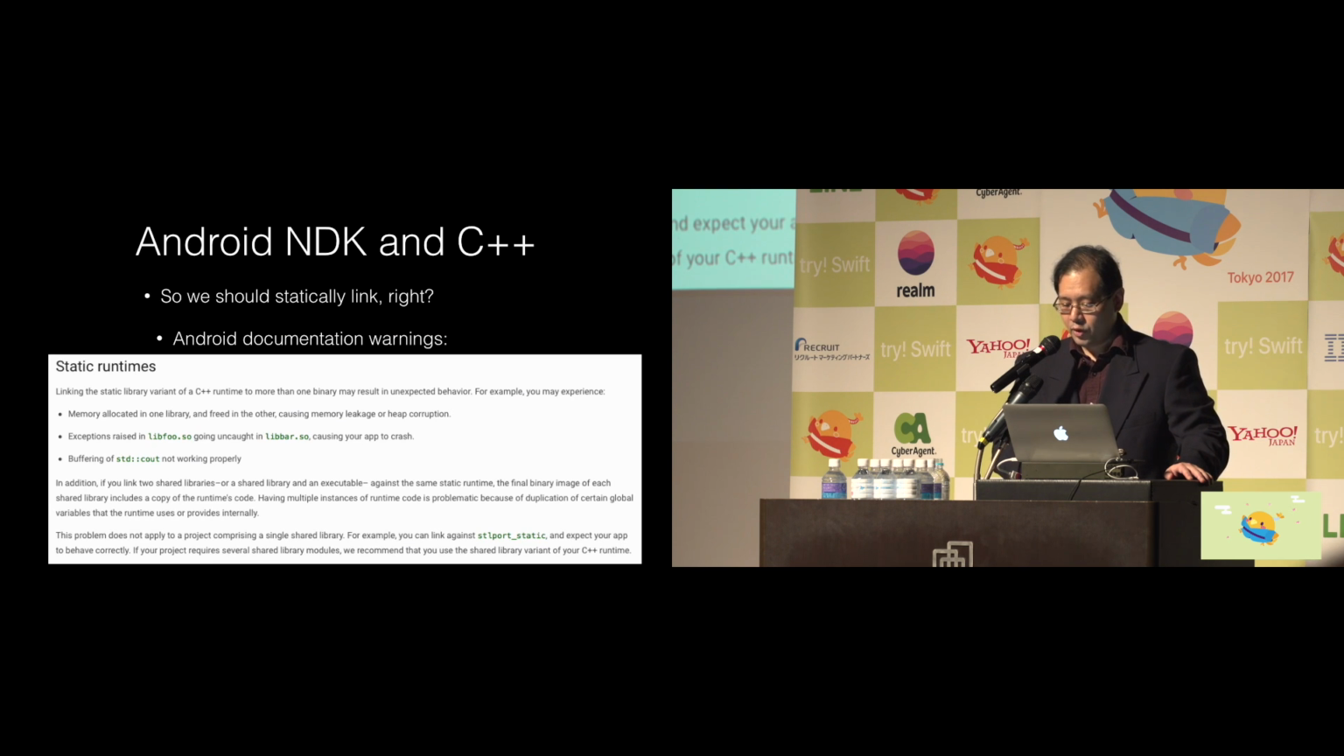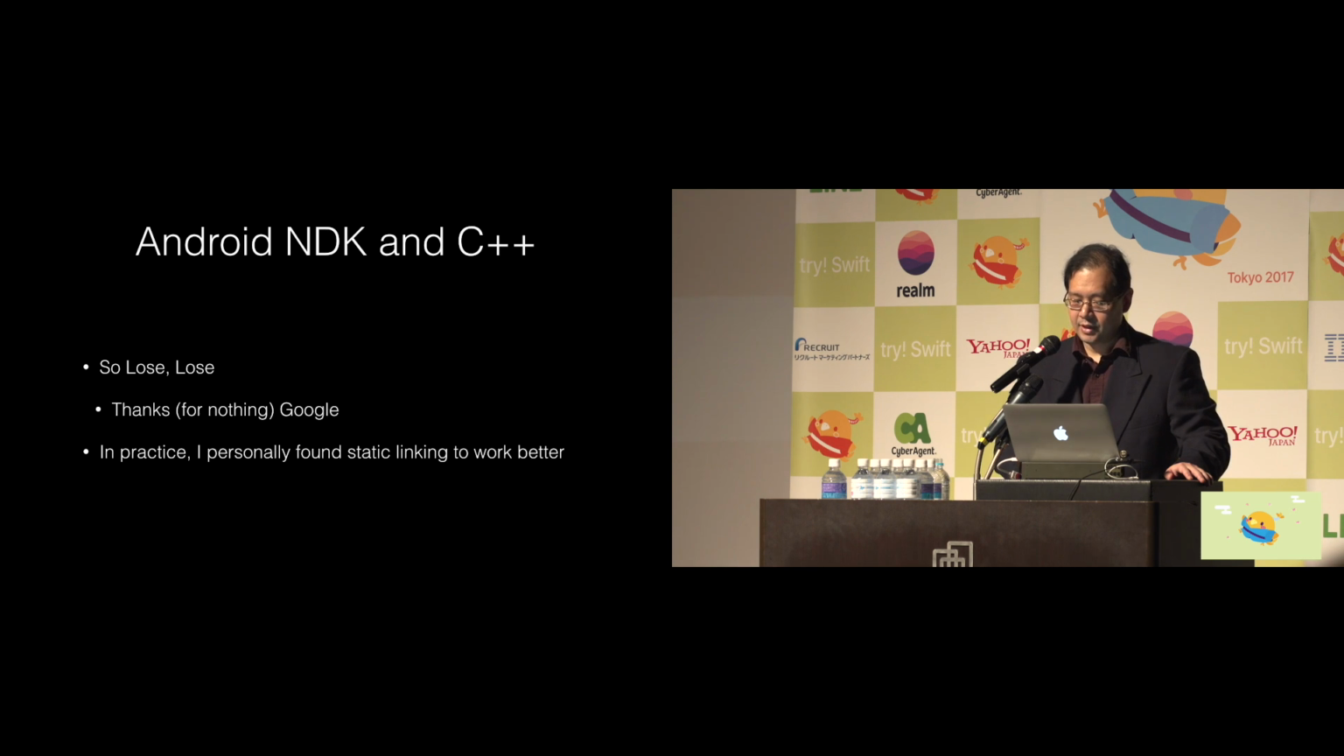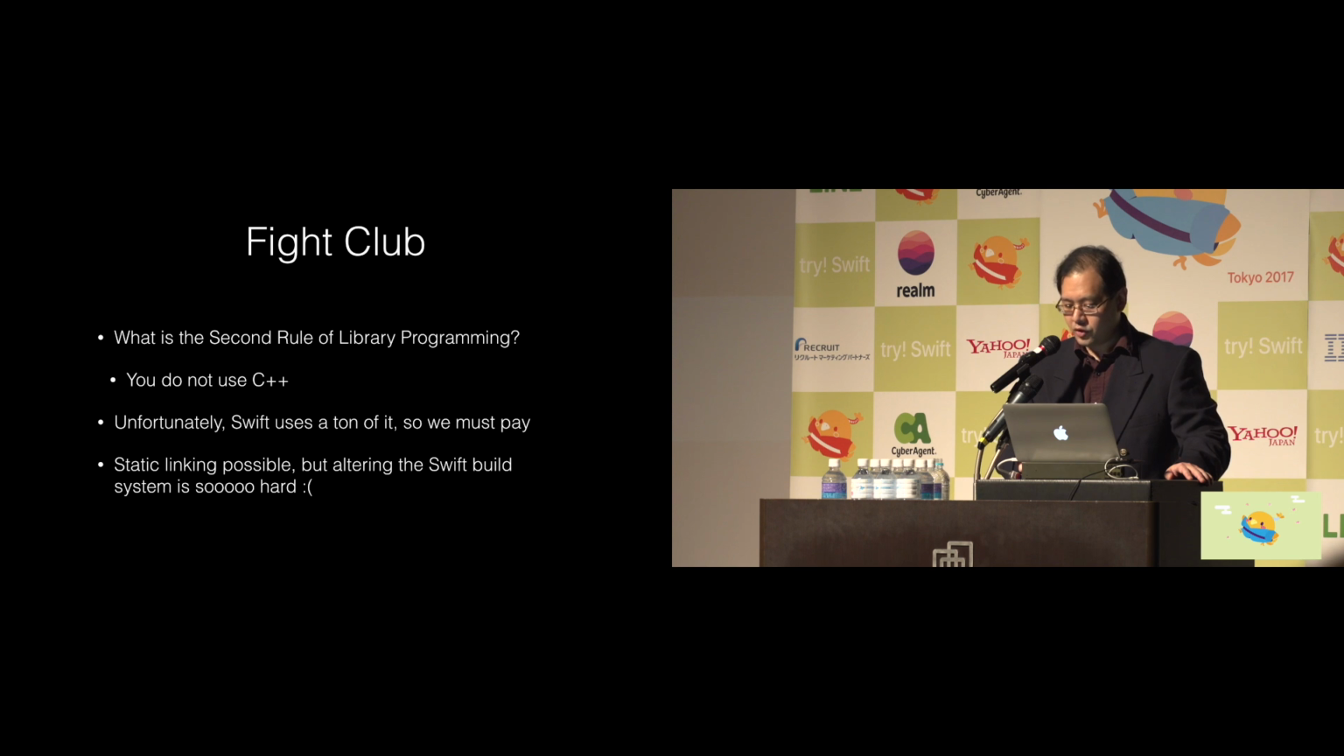This is the warning that Android has in their documentation about static linking. So, it's lose-lose. Thanks for nothing, Google. In practice, I personally found static linking to be the better of the two. Unfortunately, modifying the Swift build system is really hard. I've successfully modified it in Swift 2 and submitted a patch, but the patch was never incorporated, and somebody upstream rebased, so the patch is broken now. So it's back to dynamic linking for now.